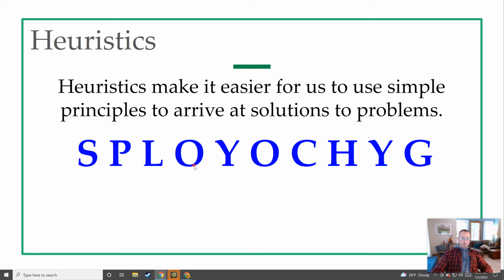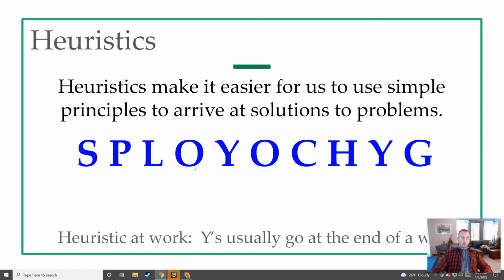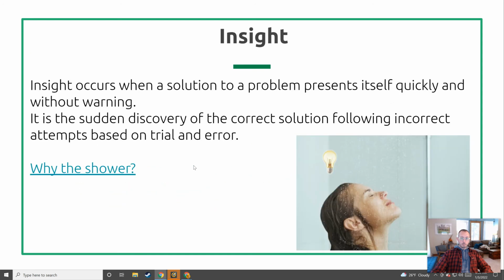Makes it easier to solve. Most things in life we don't solve with an algorithm. One of our things in this unit 2 is insight. So insight's going to be different than problem solving.